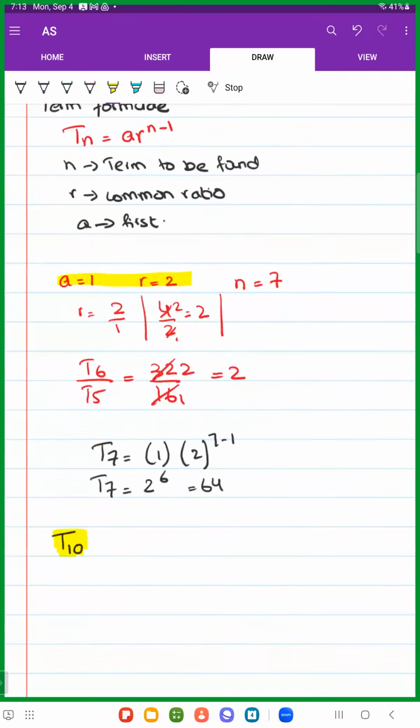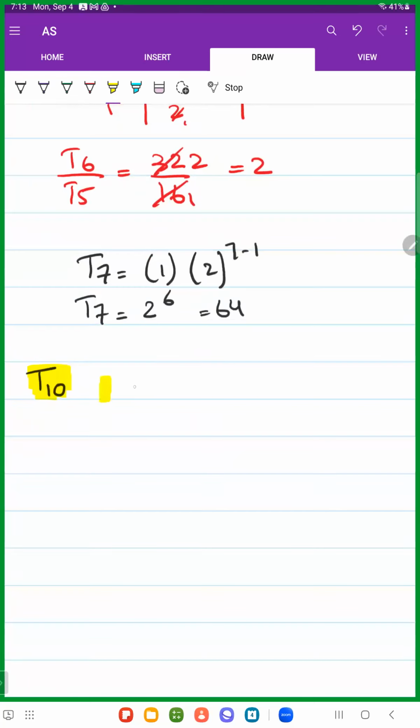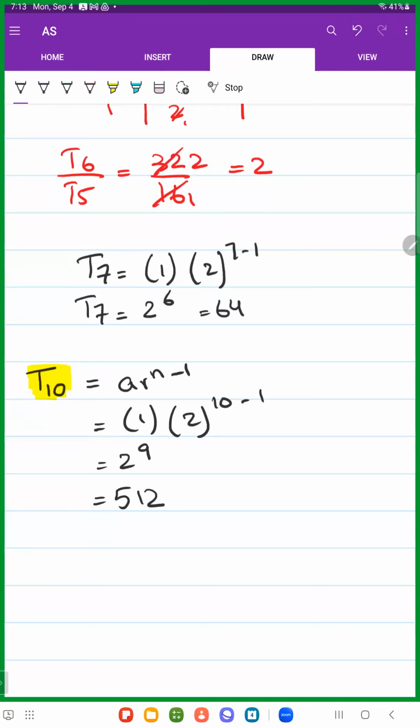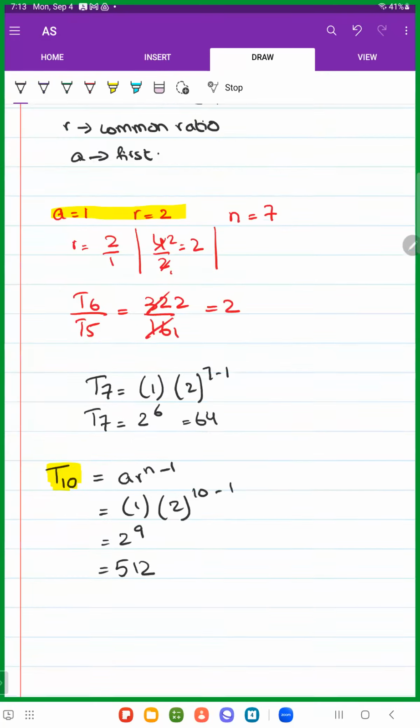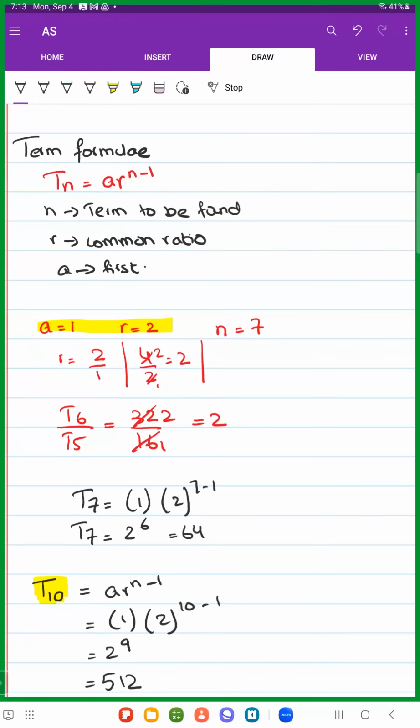Okay, so we have T10 is equal to A R^(n-1). A is 1, R is 2, and I have 10 minus 1, which is 9. So it's going to be 2 to the power 9, which is going to give you 512. Correct. Did you guys understand this? Is it easy? Yes. Okay.